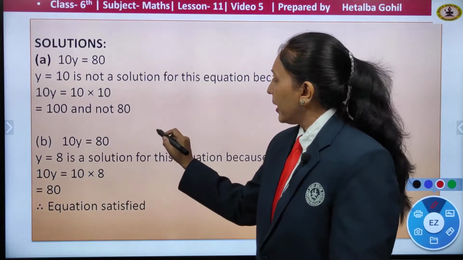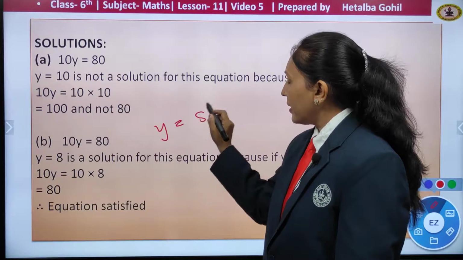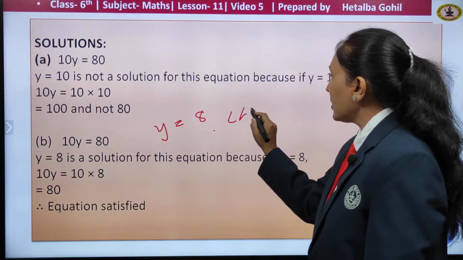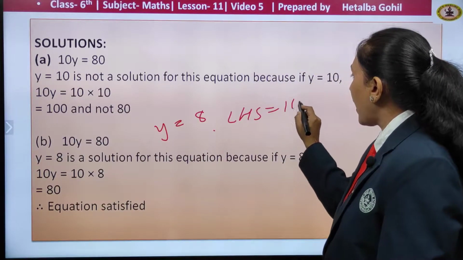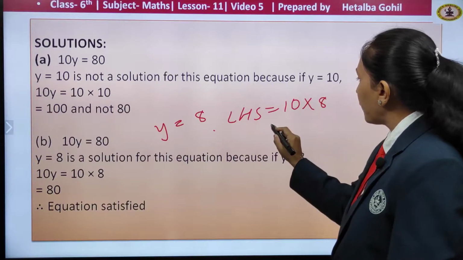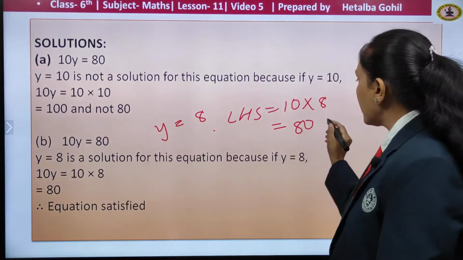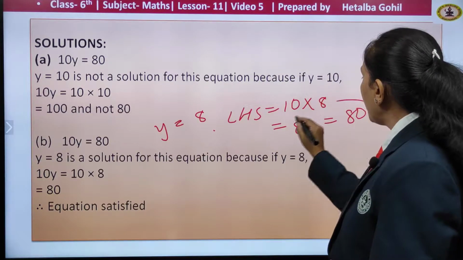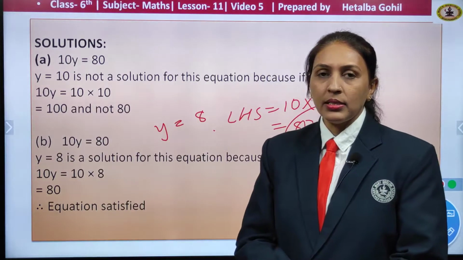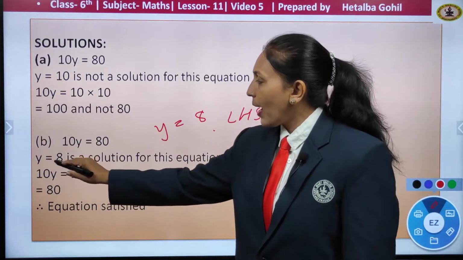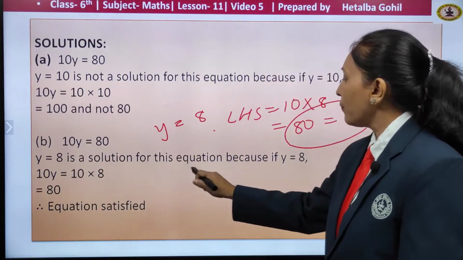Now, taking the value of y as 8, let us check here. Taking LHS, that is 10 into y, that is 10 into 8, I am going to get 80. LHS side 80, RHS side is also, children, 80. That means both the sides are balanced. So here I can say y equal to 8 is a solution for this equation.